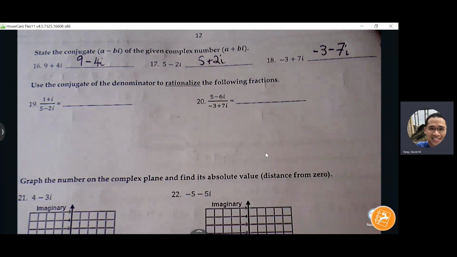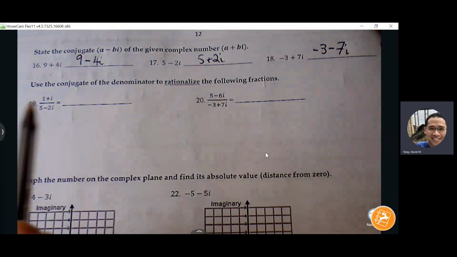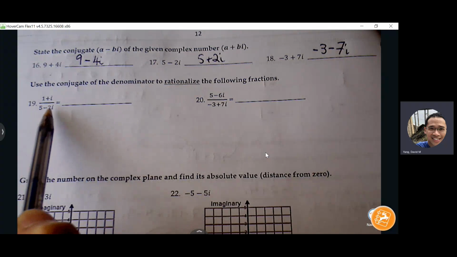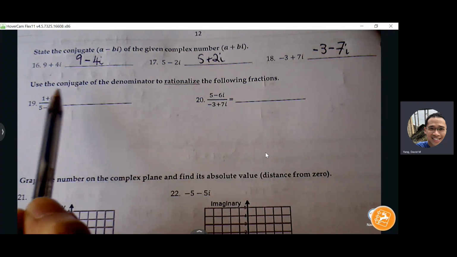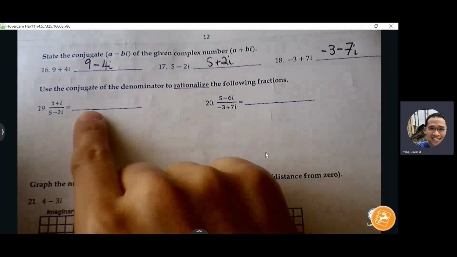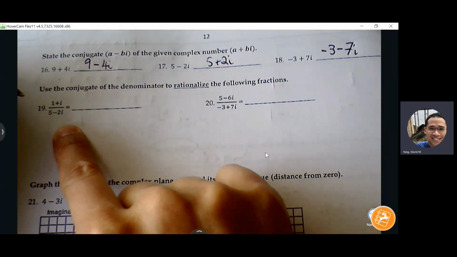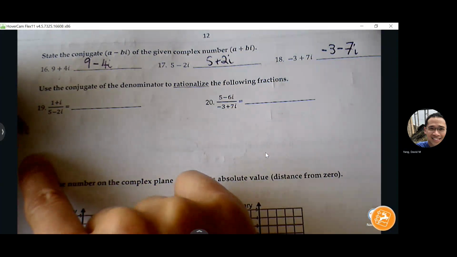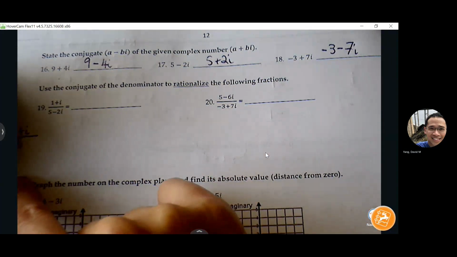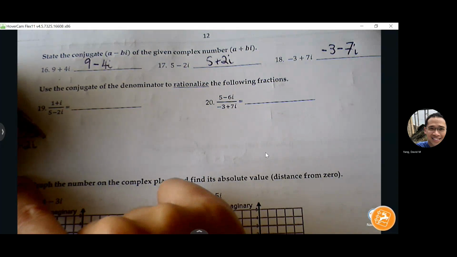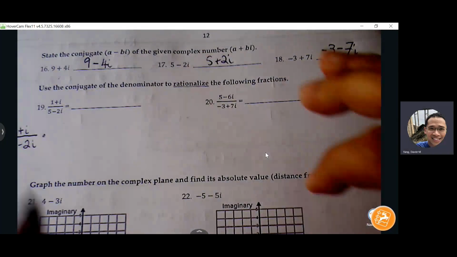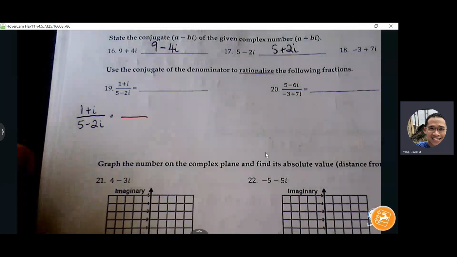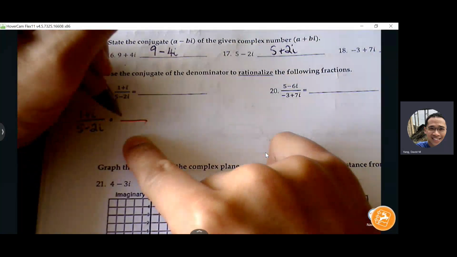All right, it says use the conjugate of the denominator to rationalize the following fractions. So we can use the conjugate to help us get that i in the denominator to basically shift up to the top. What we're going to do is multiply by the denominator's conjugate to the top and to the bottom. I can do that because if I multiply the top and bottom by the same expression, I'm essentially multiplying by 1. I'm not changing the overall value.